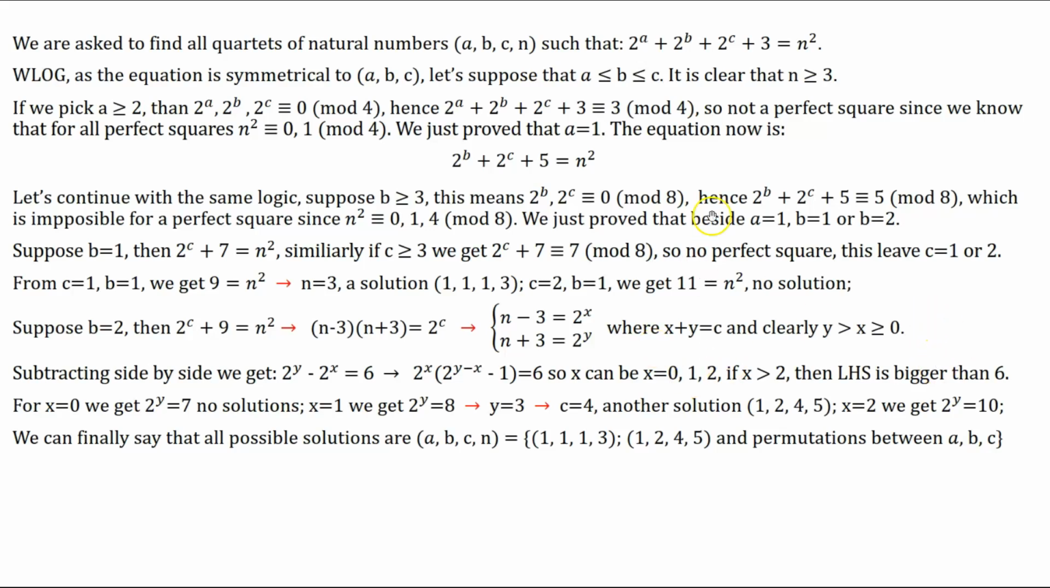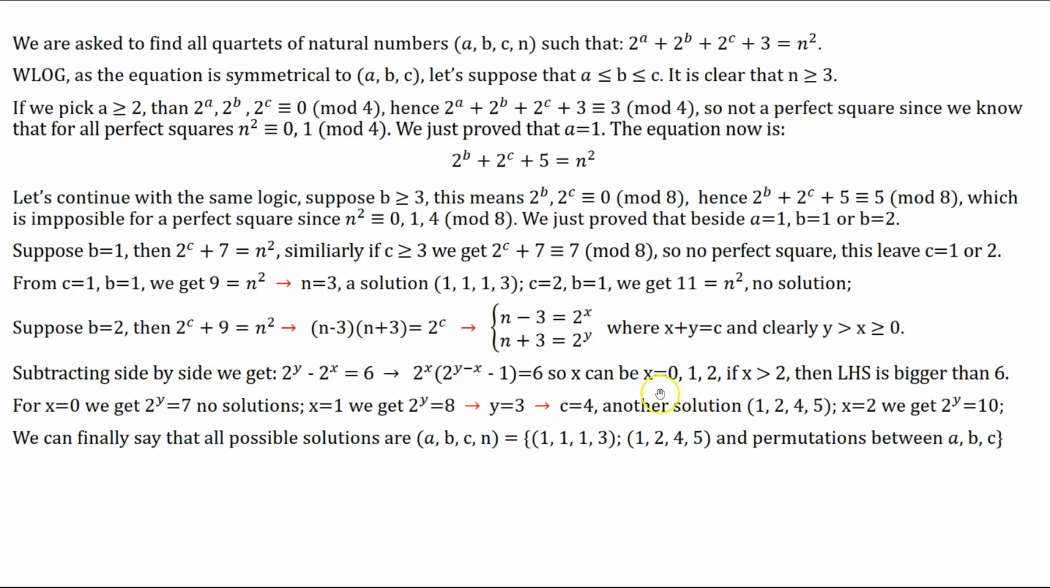So by subtracting side by side the two equations, we will get that 2 to the power y minus 2 to the power x is equal to 6, or by factorizing 2 to the power x, we'll get 2 to the power x times (2 to the power y minus x, minus 1) is equal to 6. Now, in order for these two sides to be equal to each other, x can take these values 0, 1 or 2. Because if x is greater than 2, then the left-hand side will be bigger than 6.